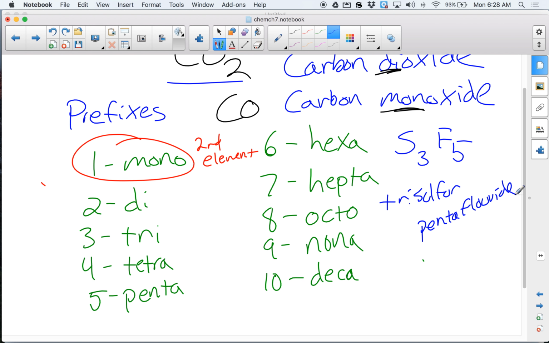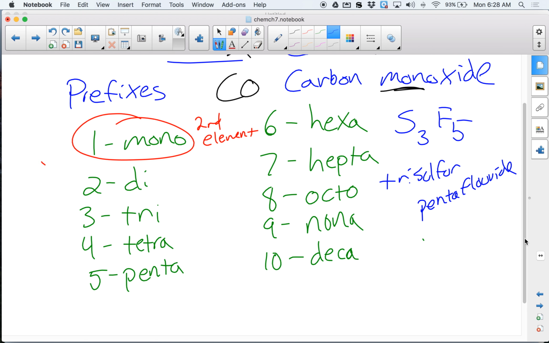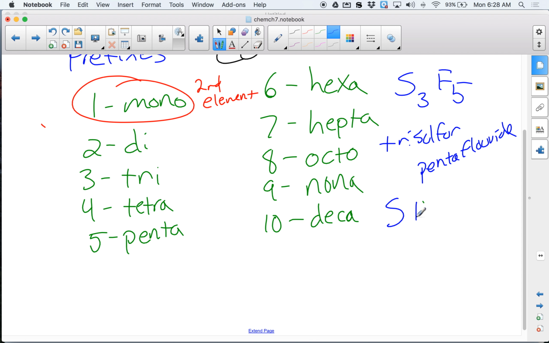But if we had something like this, SF6, here there's only one of the first element, so we leave off a prefix. We don't use mono. So this would be just sulfur. And then since there's 6 fluorines here, hexafluoride.